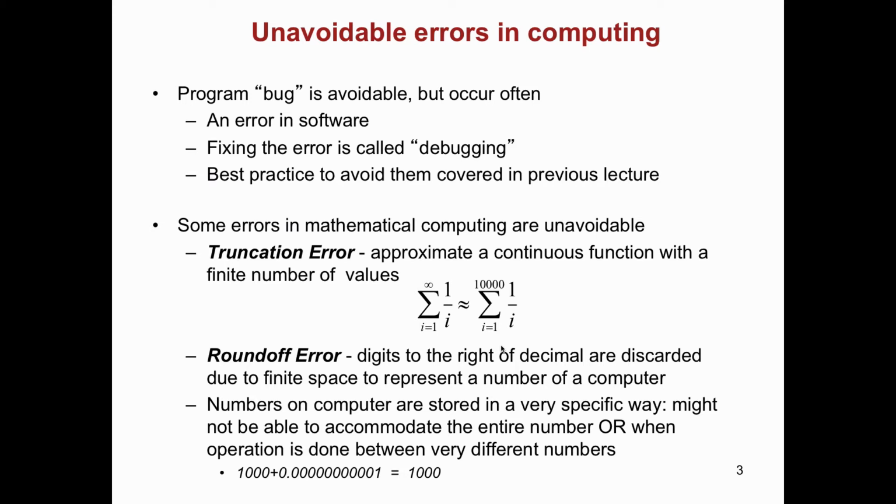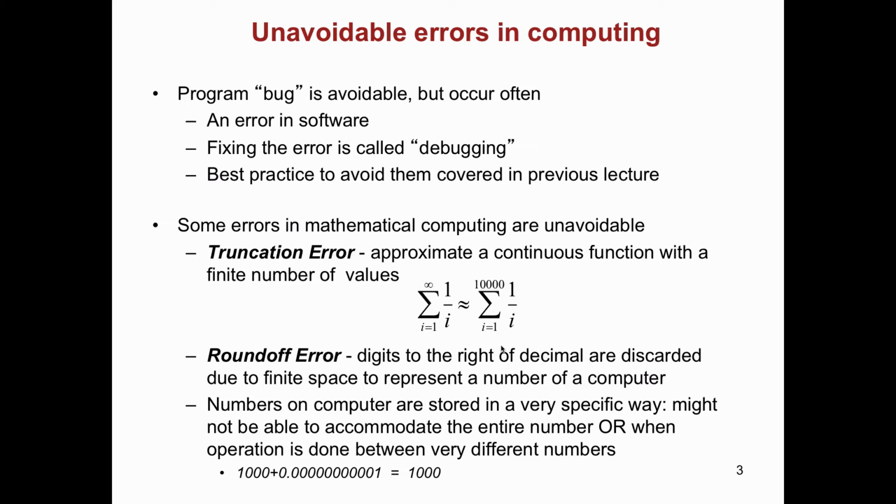Now, there are some errors that cannot be avoided. And one of the most common ones is truncation error. So when I have a mathematical formula that I'm trying to compute, like this sum that goes from 1 to 1,000, or 1 to infinity, that you do a lot of in calculus. So essentially, you have this infinity sum. Okay? It's infinity. We can't reach infinity by definition, so we gotta stop somewhere.